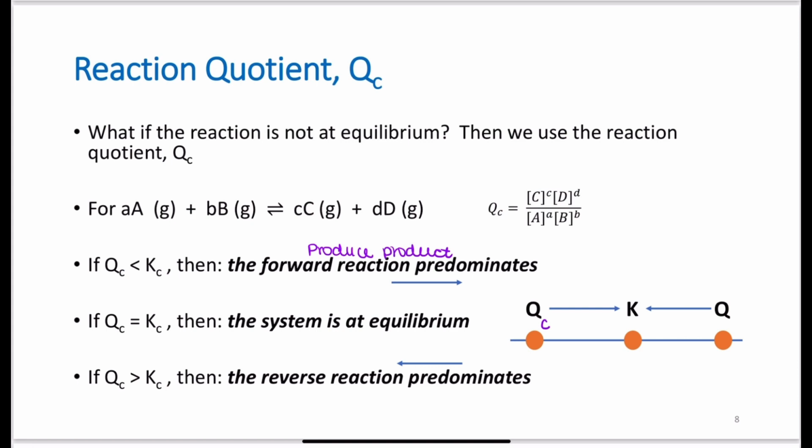If Qc is equal to Kc, the system is at equilibrium. It's not going to change. We've reached our equilibrium. If Qc is greater than Kc, the reverse reaction predominates, meaning reactants will be produced.